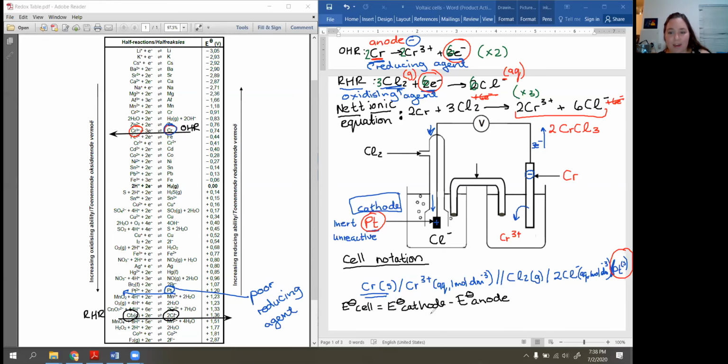One important thing, you may not abbreviate these even if you think it looks the same. So if I write Etheta cat minus Etheta an, I've lost that mark. If I write Etheta red minus Etheta ox, gone. If it doesn't look like the formulas that are on your formula sheet, you've lost that mark. So please don't be lazy. If you're going to be lazy, pick this one. It's got the fewest letters in it and use it.